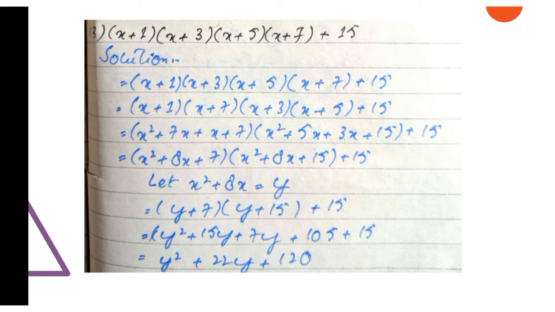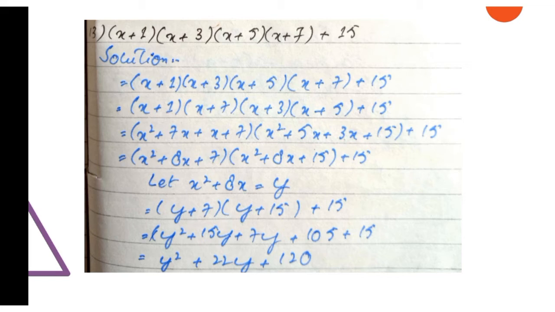Now multiply the first two brackets. x + 1 multiplied by x + 7 gives x square plus 7x plus 1x plus 7. Then multiply x + 3 by x + 5, and you get x square plus 5x plus 3x plus 15. The plus 15 comes as it is. Now the sum of 7x and 1x is 8x, and 5x plus 3x is also 8x.